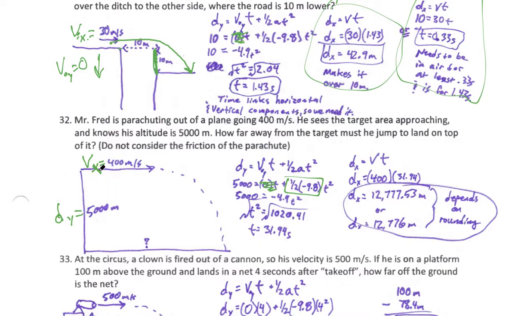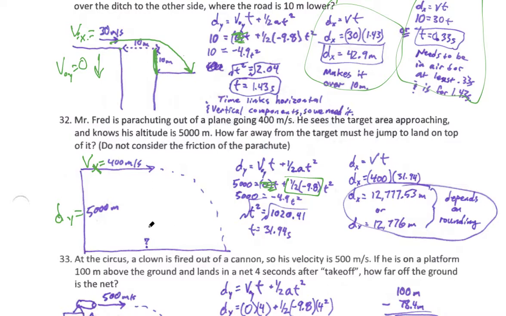Well, if I know that I'm falling for 31.94 seconds this way, I also know that I'm going for 31.94 seconds this way as well. Because again, time is the thing that relates all of my formulas together, because time's outside of the other dimensions.